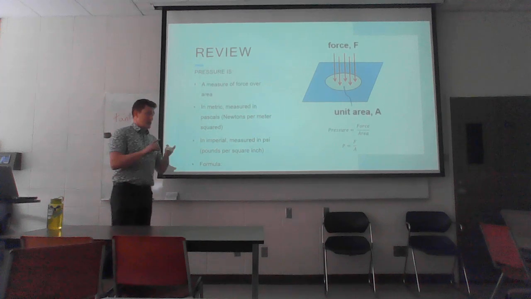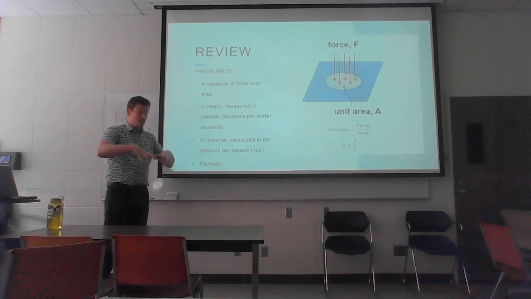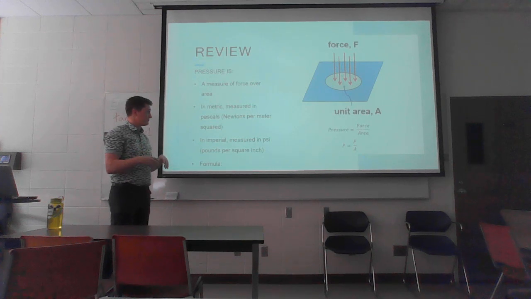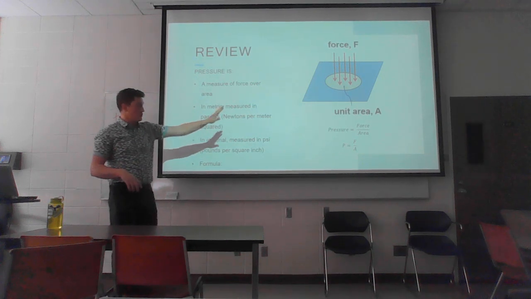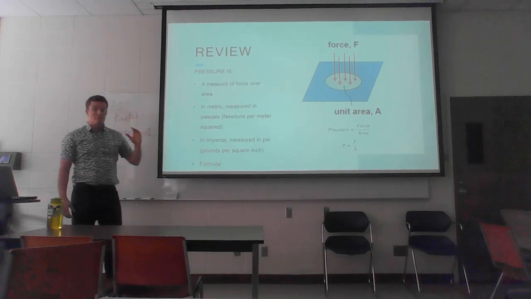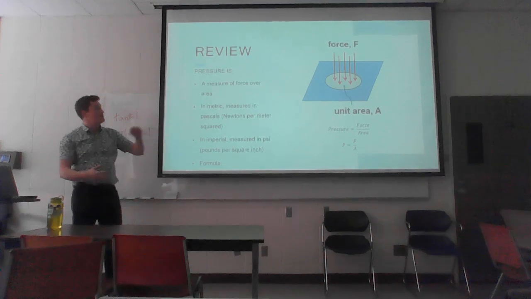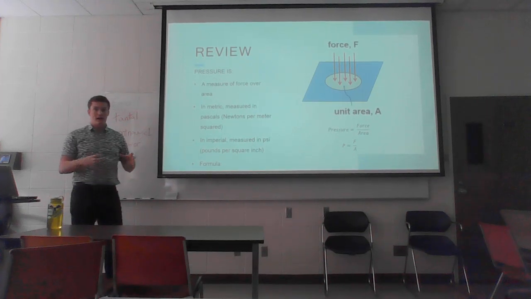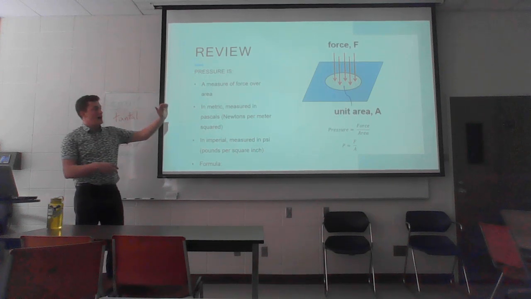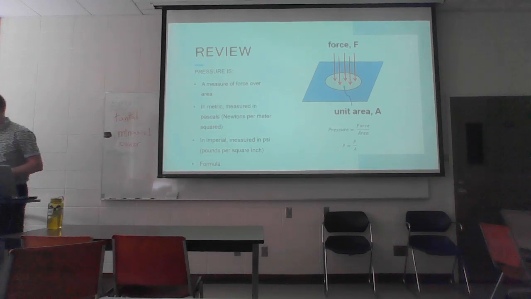So usually the steps are you figure out your weight in newtons, you figure out your area in meters squared, and then you divide your force by your area. In imperial, we measure in pounds per square inch. So again, figure out the weight applied in pounds, and then find the area in square inches. You go force in pounds divided by area in square inches. And that's our formula right there on the right.